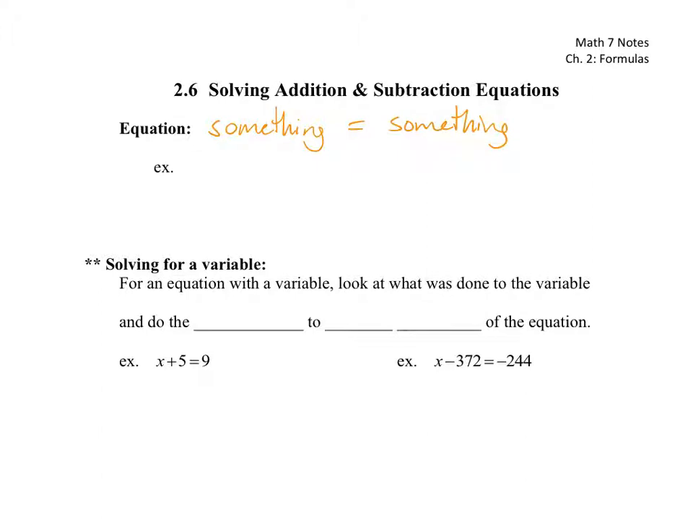For example, x equals 4. There's something on one side, an equal sign, and something on the other side. Or x plus 5 equals 9. That's another equation.